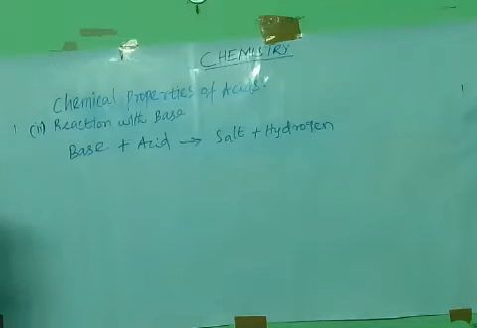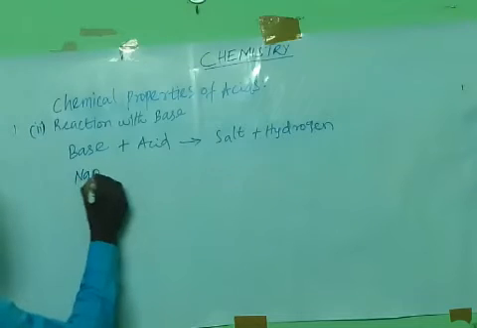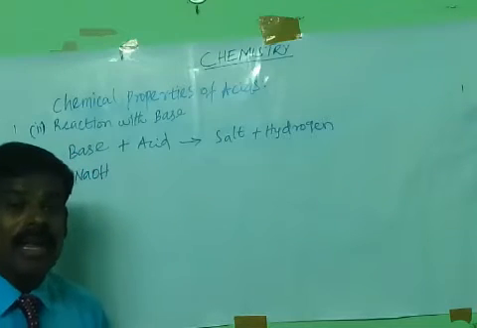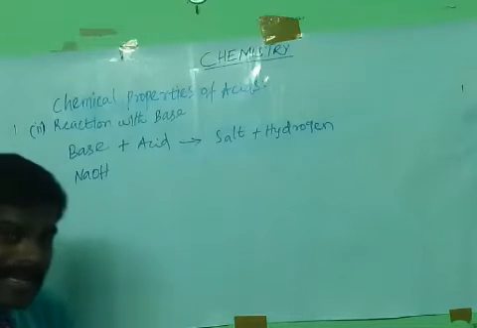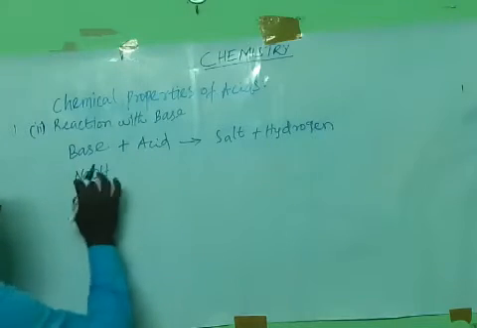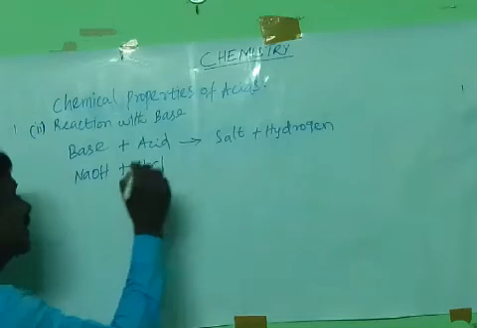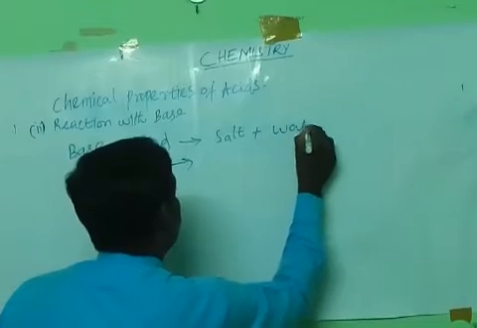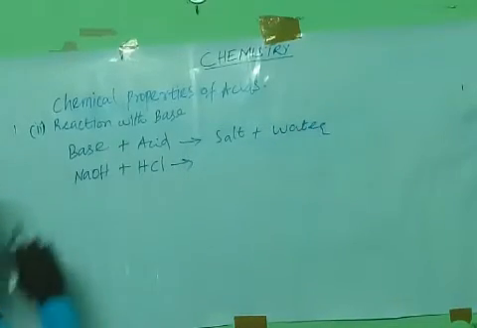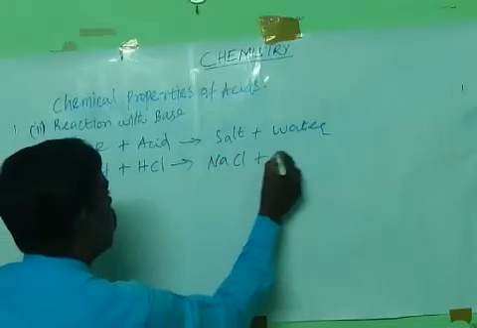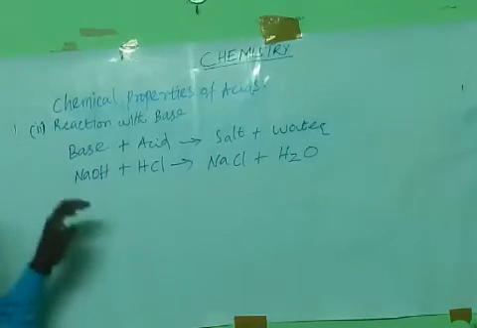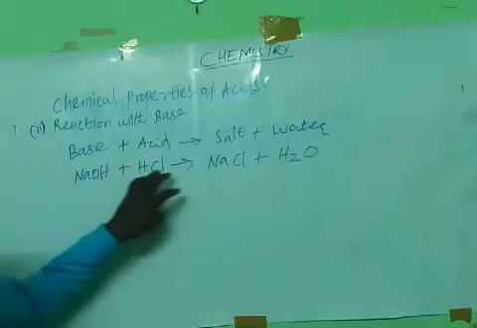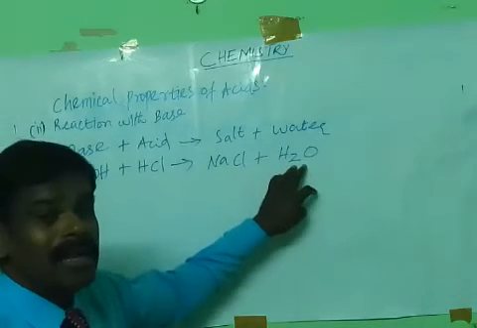So what base shall we take? Okay, easily we can remember the base sodium hydroxide. Sodium hydroxide is an alkali. All the alkalis are bases, but all the bases are not alkalis. You know that. Base sodium hydroxide, and the acid is hydrochloric acid, and it forms salt and water. So here sodium hydroxide, the base, is added to hydrochloric acid. It forms sodium chloride salt and water.